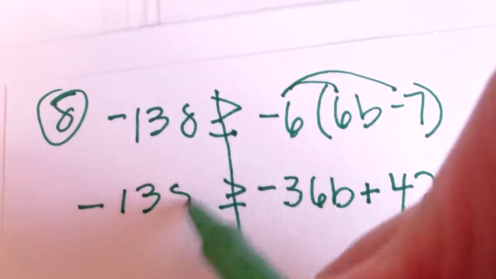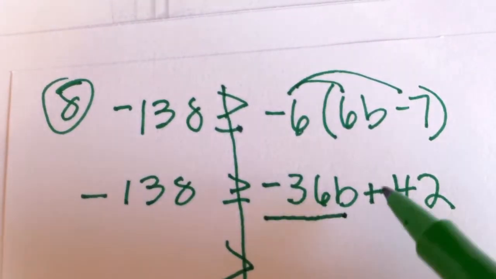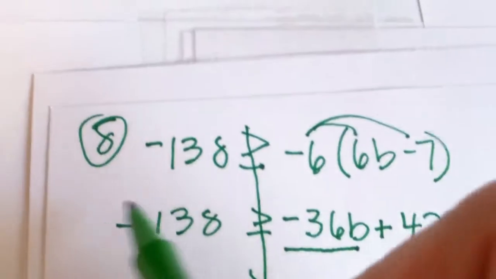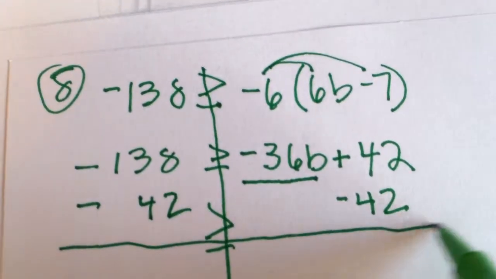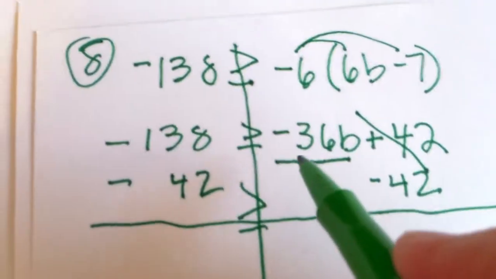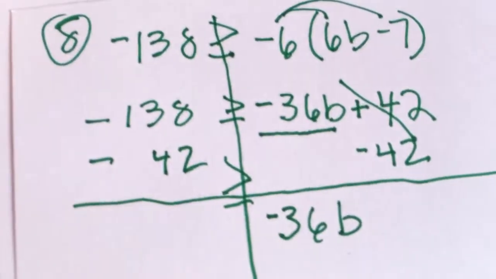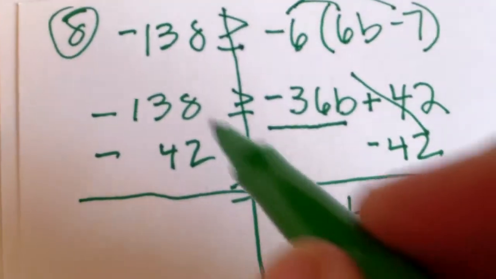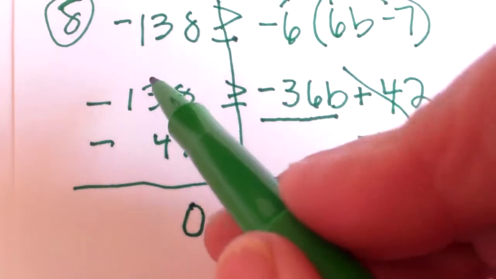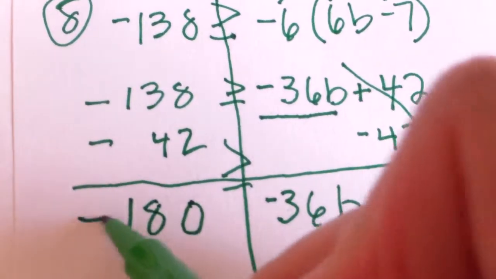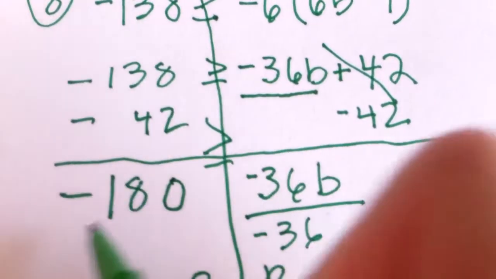and I have a negative 138 on the left-hand side. And I need to get negative 36b alone, so I have to get rid of 42. So I'm going to do the opposite, which is to subtract it. These cancel out. I'm left with negative 36b, and these are all negatives, so I'm just going to put them all together, and nobody's going to partner up. They're just going to be hanging out all miserable together. So this is 180 negatives, and I'm going to divide both sides by a negative 36.